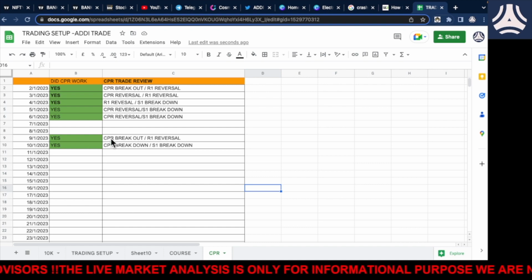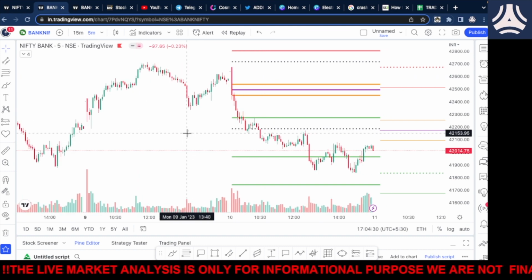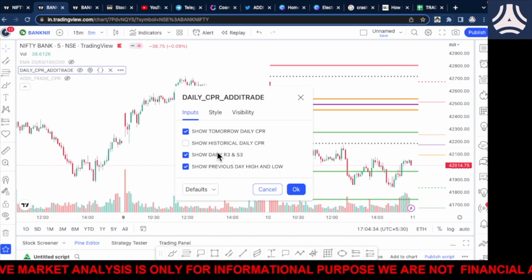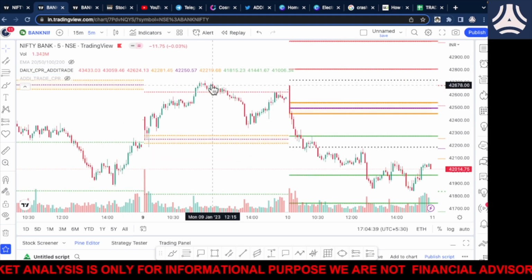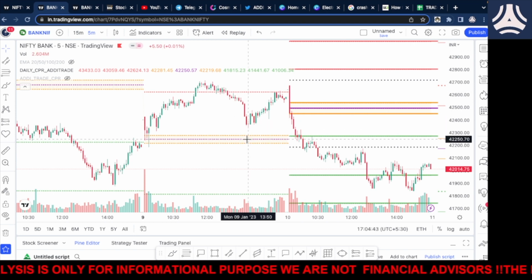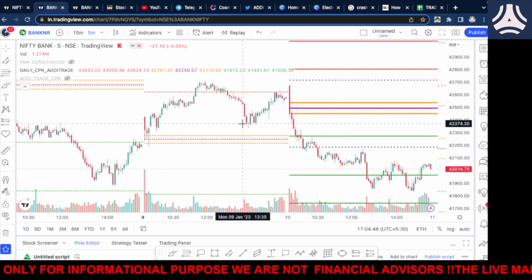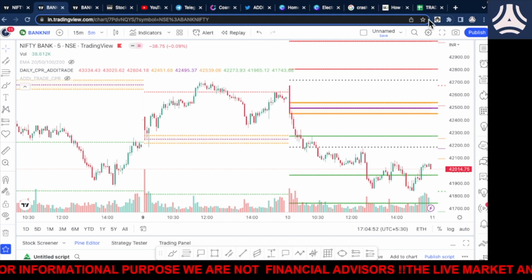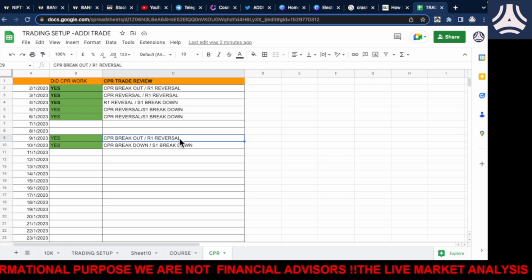See, what happened on 9th, yesterday, is we broke out from the CPR. I'm going to put on the historical CPR. We broke out from the CPR and tested R1, and from R1 we reversed. Again, the target on the downside was CPR, but like we saw yesterday, we bounced from the support of 42,350. So did CPR work? Yes, the CPR breakout and R1 reversal.